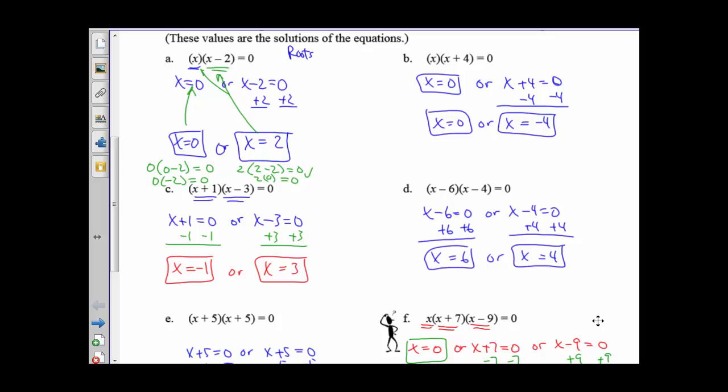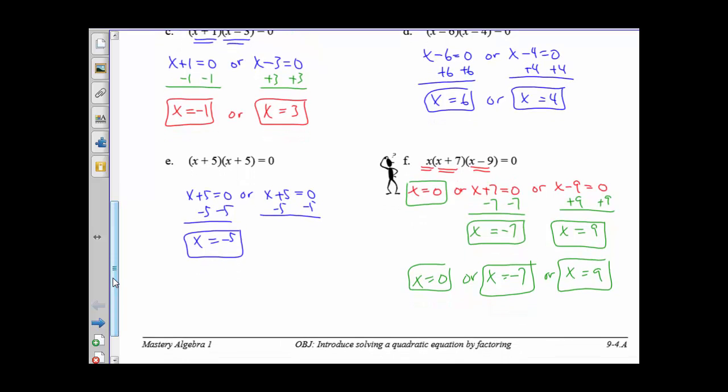What you should see is on B, you should get two answers: x is equal to 0 and x is equal to -4. For letter D, you should get x equals 6 or x equals 4. For letter E, you should have gotten x equals -5, because you had two factors, both were the same, so you only had to set one equal to 0, and you only get one answer, -5.